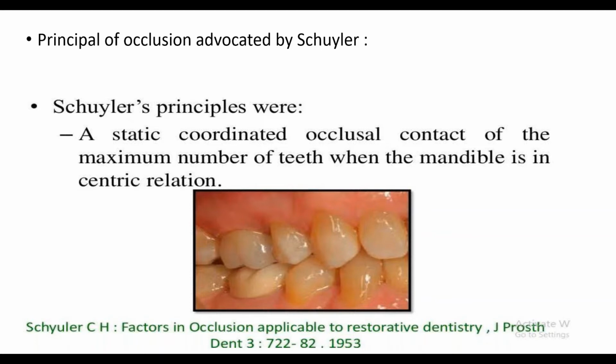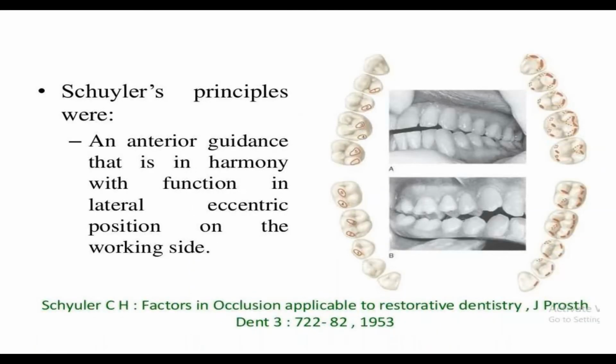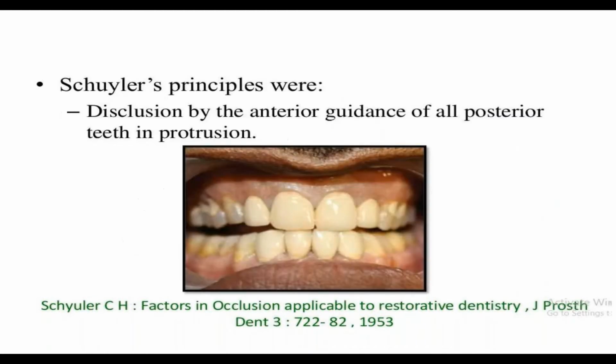Now, whenever the mandible is guided, when the mandible is closing in the centric relation position, there should be, in the static coordinated form, a proper maximum intercuspation of both sides of the jaw. The next is the anterior guidance that is in harmony with the function in lateral eccentric position on the working side. So there should be a balancing in the working side contact in the extrusive motion.